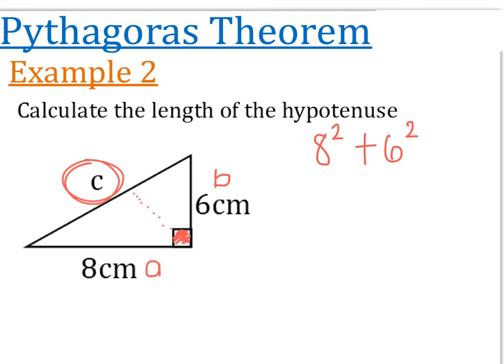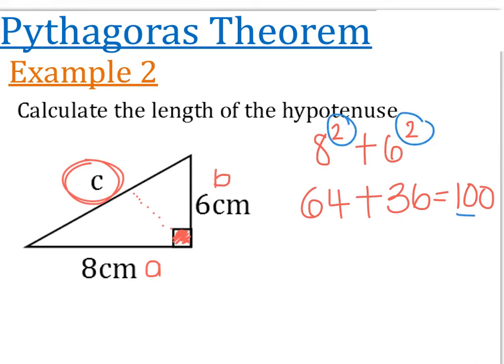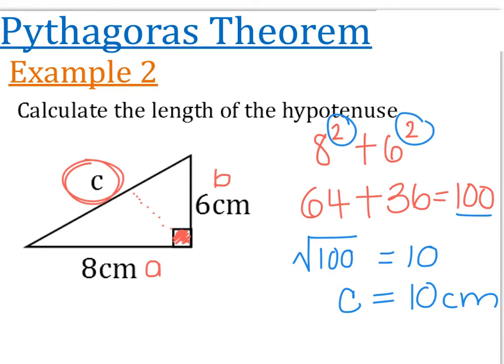So that gives me 64 plus 36, which is 100. Remember, that's not the actual answer because in this question, in order to get these, I had to square these numbers. So now I have to take the square root of 100 to give me 10. So that must mean side C is 10 centimeters long. All right, and that is how we use the Pythagoras Theorem. Let's try one more question together.